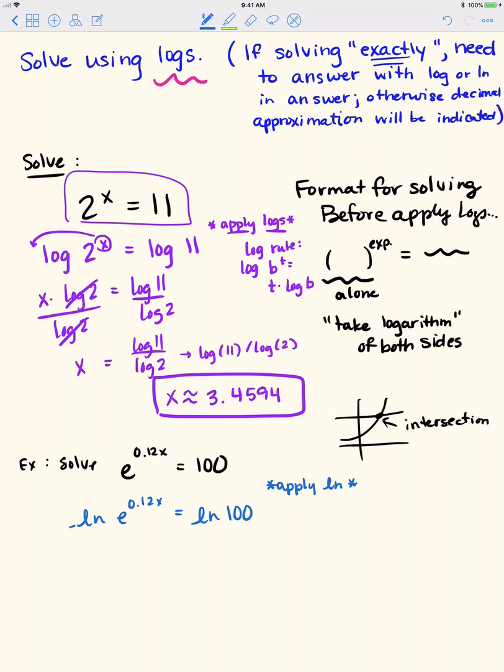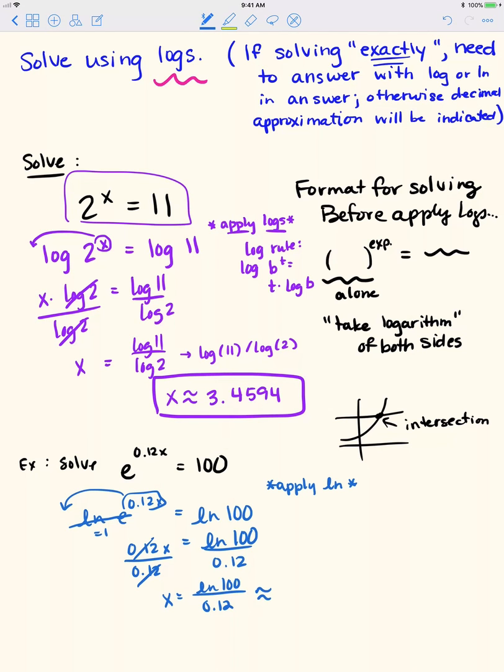The natural log of e is just 1, and you're left with the 0.12x. Or if you wanted to think about it, the 0.12x comes down as a product. Natural log of e equals 1. You're still left with 0.12x equals the natural log of 100. Solving for x, we'll just divide by the 0.12. And x is the natural log of 100 divided by 0.12.